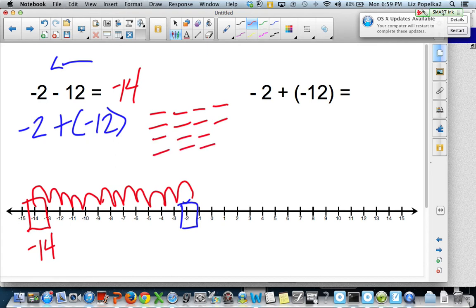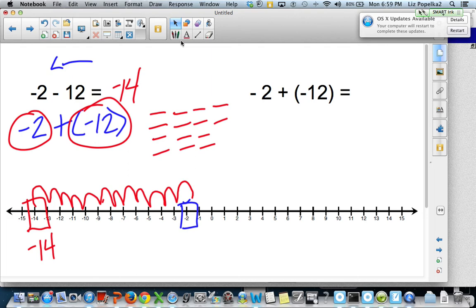So if I start out with 2 negatives, then I add another 12 negatives, how many negatives do I have total? 1, 2, 3, 4, 5, 6, 7, 8, 9, 10, 11, 12, 13, 14. So voila, negative 2 minus 12 is the same thing as negative 2 plus a negative 12. I know I keep saying the same thing over and over again, but this is so important.